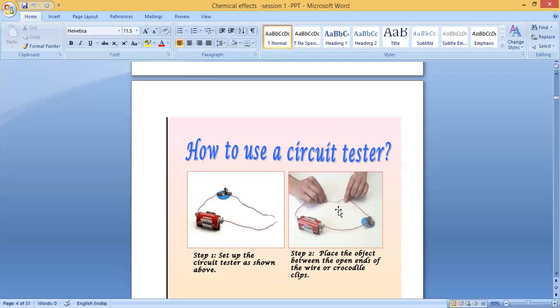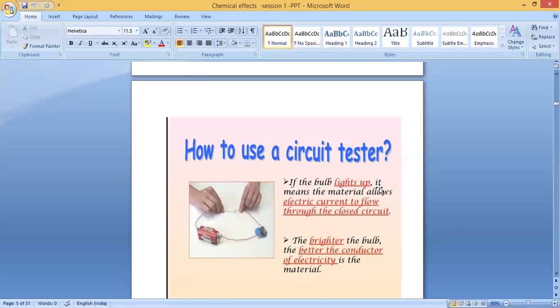But instead you can keep a wooden piece or a plastic scale. The bulb will not glow because they are insulators and will not allow current to pass through them. Then you can also keep a piece of graphite, which is like a resistor. It will allow the current to pass through but very little, so you can see that the light will be very dim. Clear?